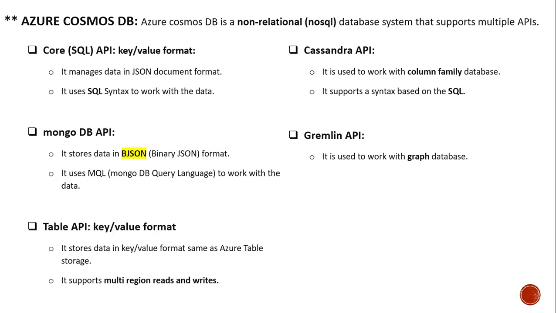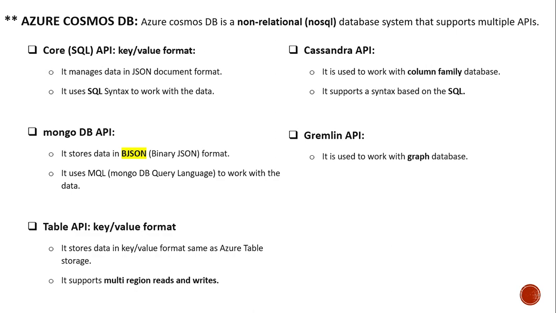The next one is Azure Cosmos DB. Azure Cosmos DB is a NoSQL database which supports multiple APIs. So we have the core or SQL API, which is key value format. It manages data in JSON document format. It uses SQL syntax to work with the data. It is also pretty important. All these types, whatever are on screen, you will definitely find a question on in the exam.